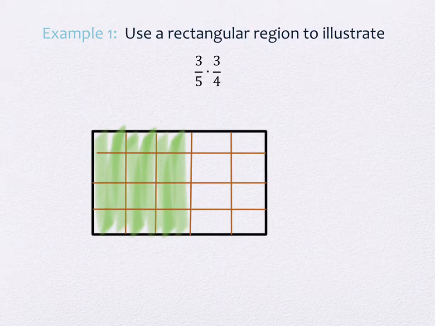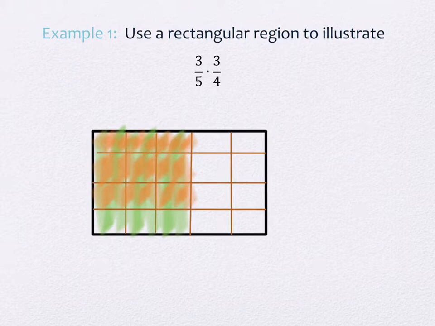And then what's going to happen is we're going to eat or not eat or whatever. We're going to shade in our diagram 3 of the 4 rows. So this is row 1. This is row 2. And this is row 3. So this is 3/4 of the 3/5 I took to church.